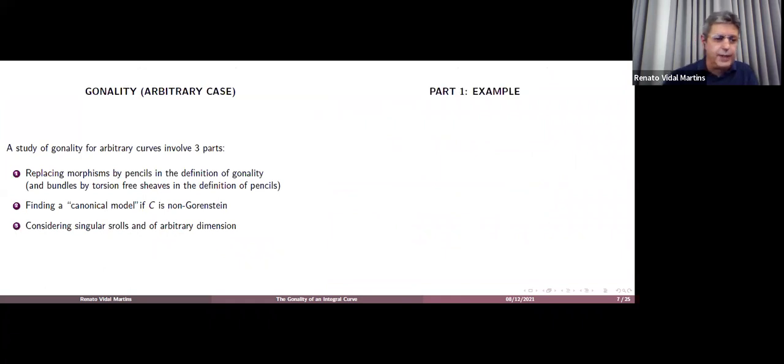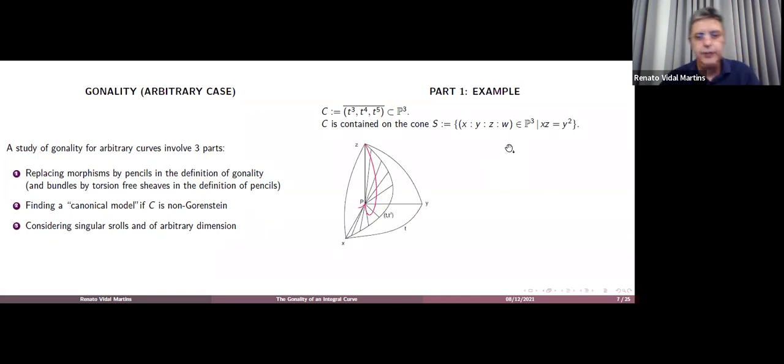So let's take care of part 1. I will show an example. I think it's going to illustrate how it works. So take this curve, (t^3, t^4, t^5) in P3. It is contained in a cone. Here is the picture of the curve.